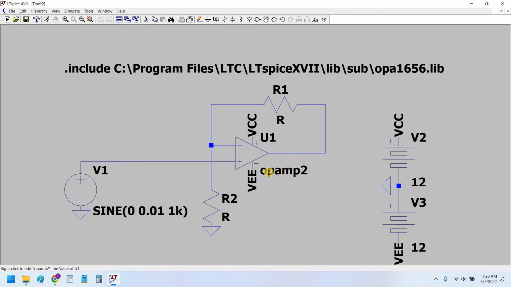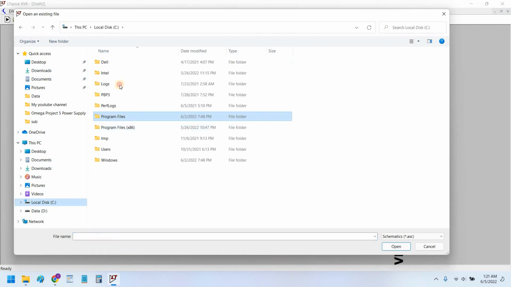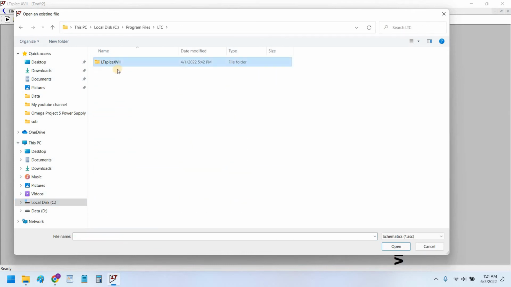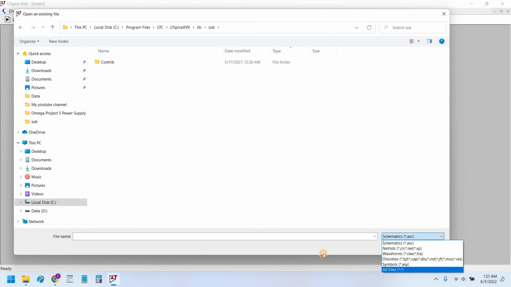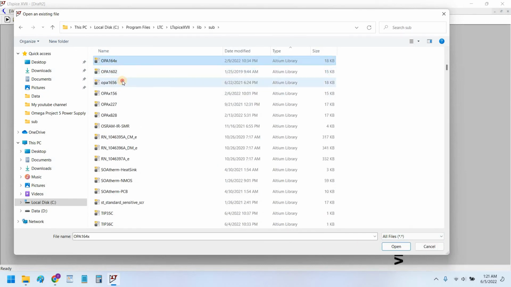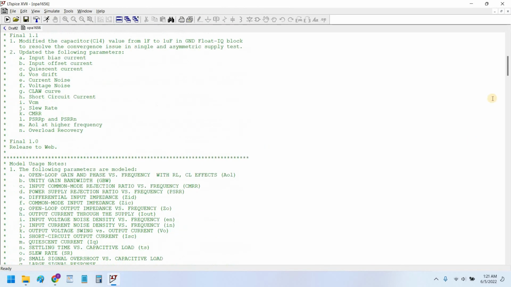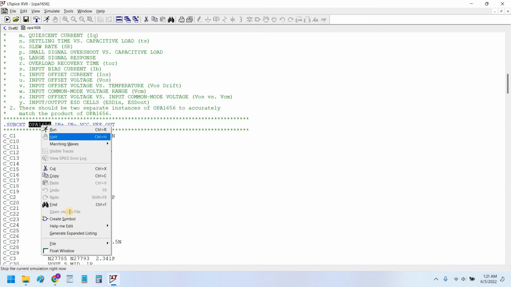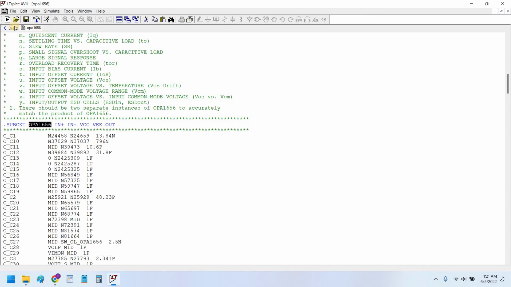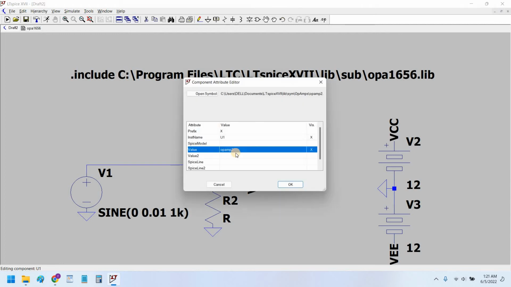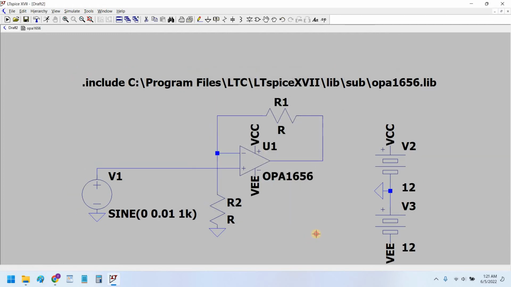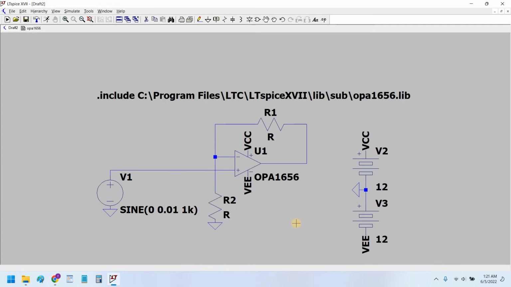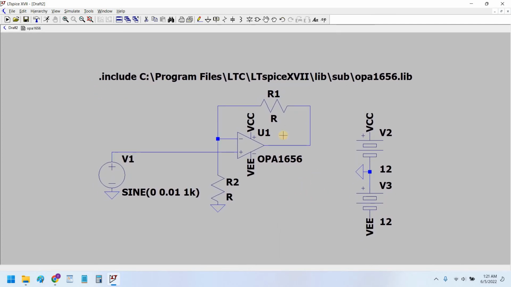Now one thing I forgot to add here is the OPA1656 name. So I'm going to open this model first of all. Just remember to use this name, the name which is written with the sub-circuit line. This is the name which you will be using in your schematic draft here. 1656.2. Okay, now everything is okay.